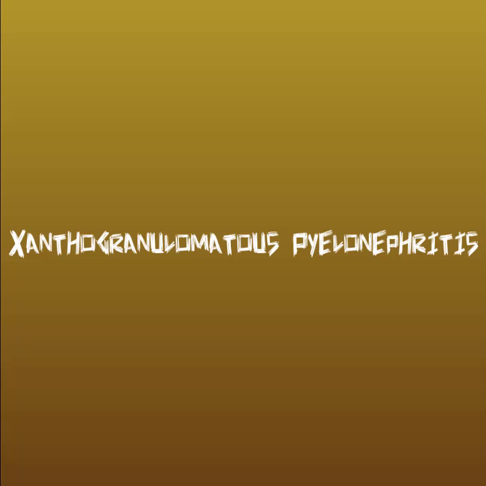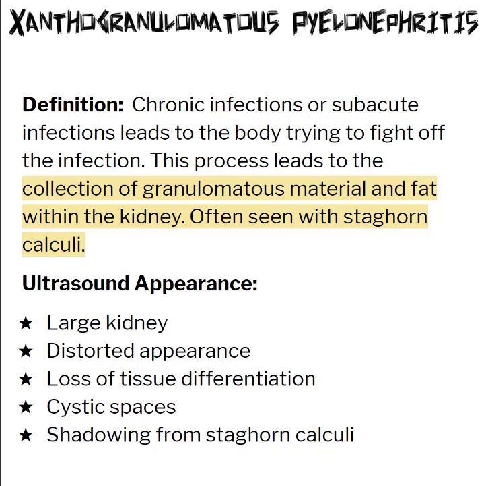Our last infectious process of the kidney is then xanthogranulomatous pyelonephritis. And you may recall this term as well during the gallbladder lecture. We talked about xanthogranulomatous cholecystitis. And what happens with xanthogranulomatous pyelonephritis is kind of the same idea. So there are chronic infections or subacute infections in the kidney that the body is just constantly sending fighters to. It's sending its white blood cells, its macrophages, all that good stuff down there to try to heal the kidney.